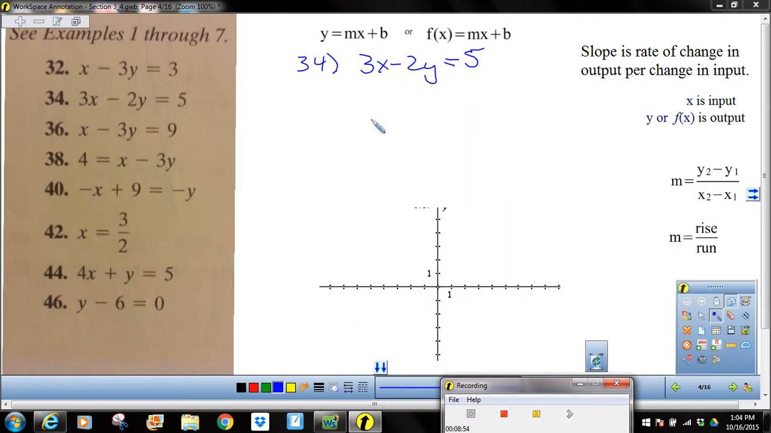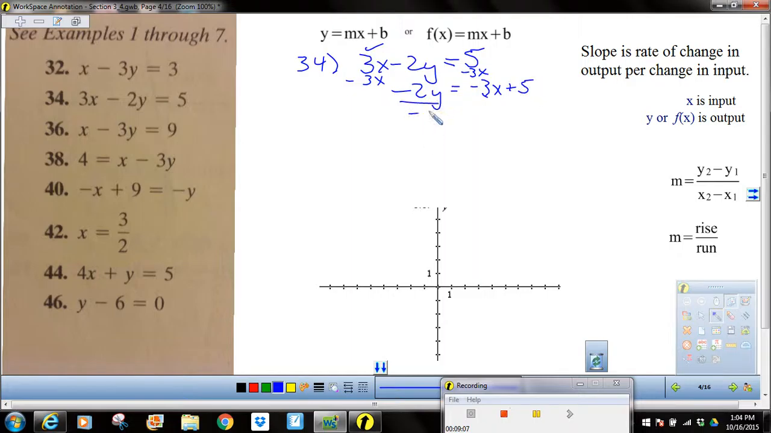On number 34, when I let this be 0, that doesn't go evenly. And when I let that be 0, 3 won't go evenly. So I think I'm going to go ahead and do this in slope-intercept form. I've got to solve for y. I should have showed my -3x. -3x plus 5. Divide both sides by -2. Negative divided by negative is positive. So my slope is 3 over 2. And positive divided by negative is -5 over 2.